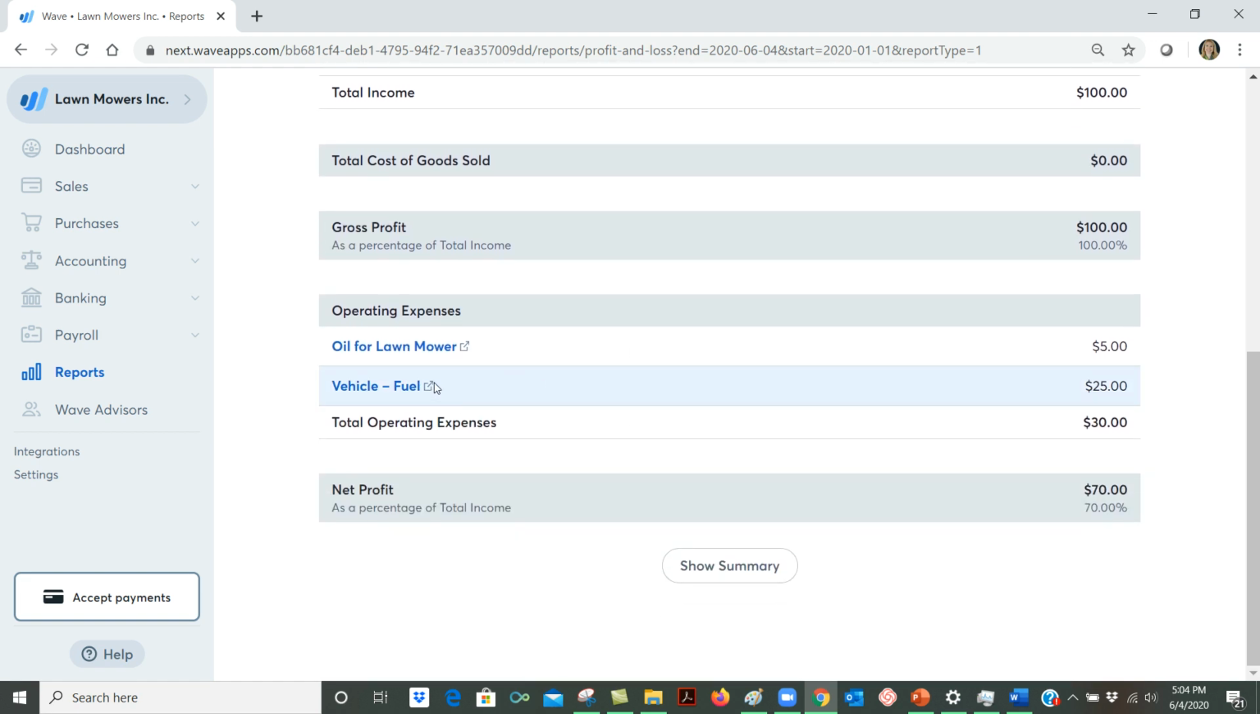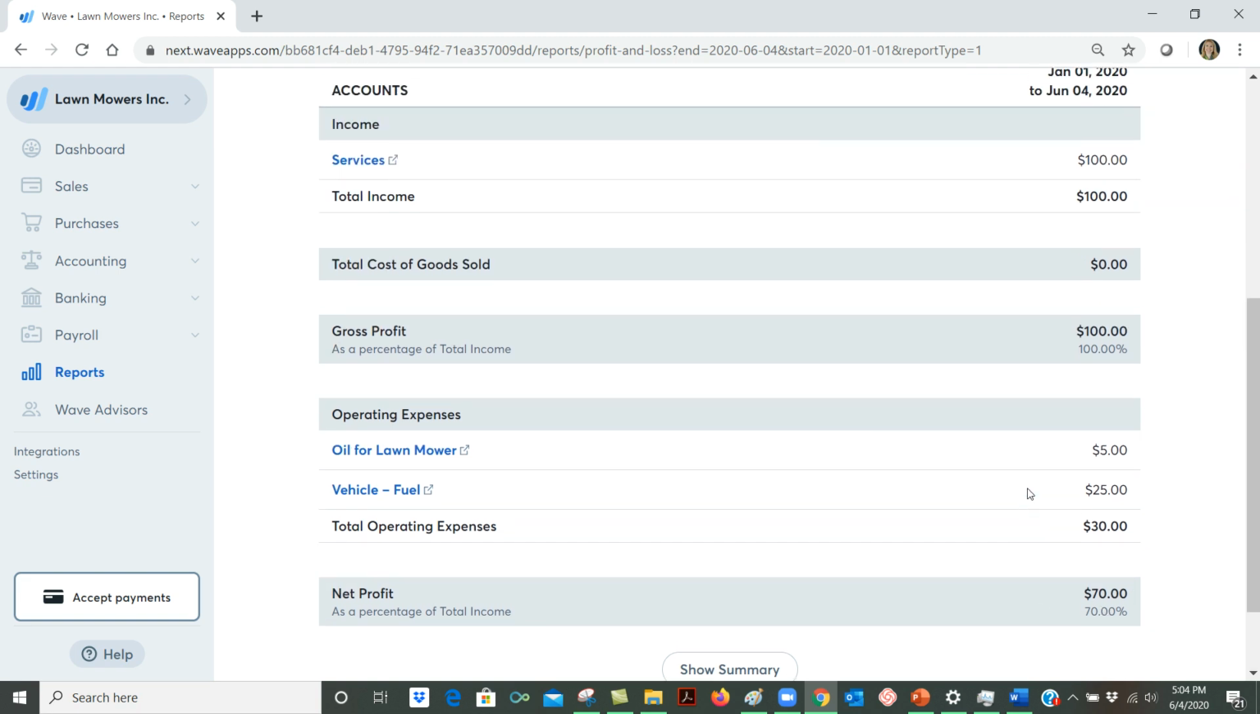And we've also incurred a total of $30 in expenses, including the oil and the fuel for our vehicle. And the difference between the revenues and expenses is the net profit of $70 for this period.